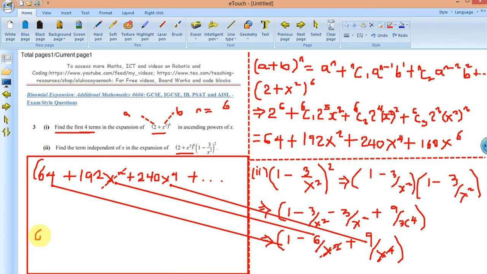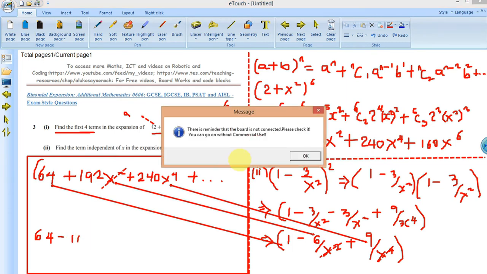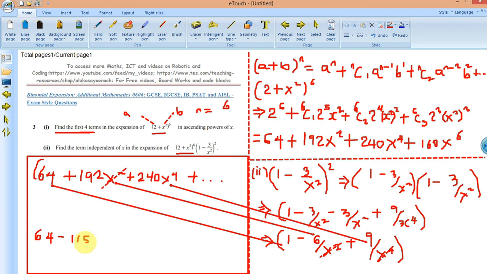So 64 times 1 is 64. Then minus 192 times 6, that is minus 1152. Then plus 240 times 9, and that is 2160. I'll use the calculator to compute everything: 2160 minus 1152 plus 64 equals 1072. Guys, hope this is clear. So the term independent of x in the expansion is 1072. This is the end of the second question.